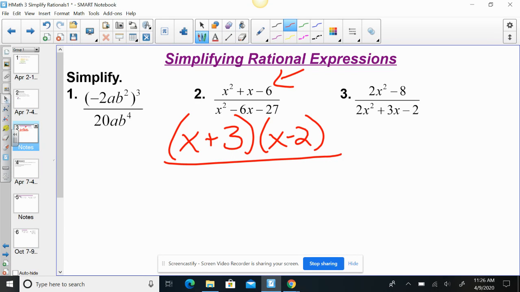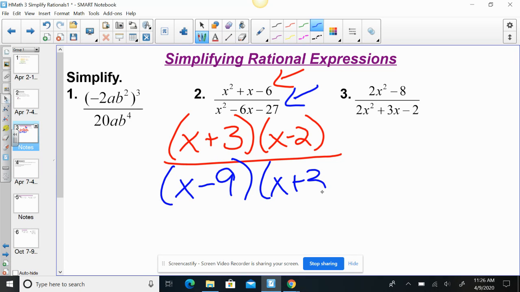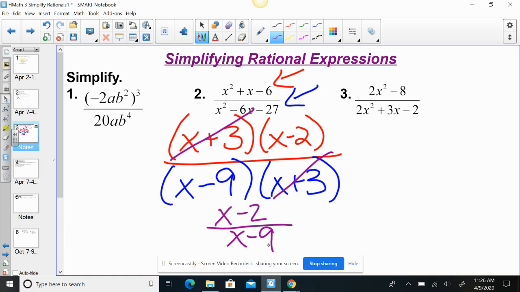And then if I look on the bottom, I want to multiply to be negative 27 and add to be negative 6. So I can do negative 9 and positive 3. All right, step 2, look for any common factors. So common factors are going to be the same exact polynomial on the top and the bottom. So these x plus 3's can cancel out, and I'd be left with x minus 2 over x minus 9.